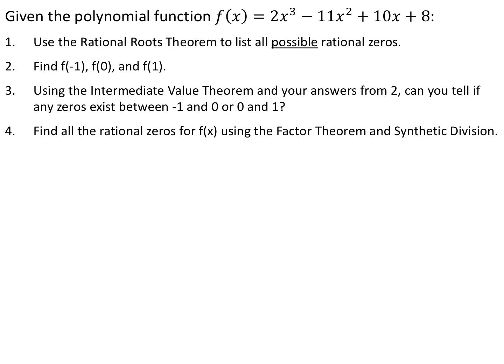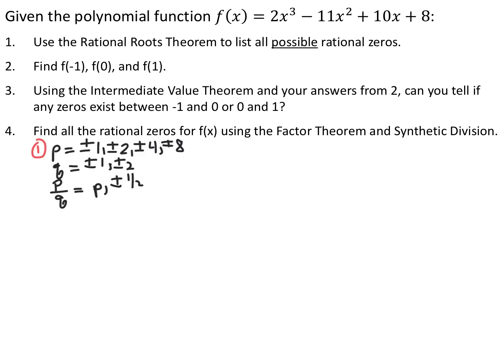So what does this look like? Well, if we're given the polynomial f of x equals 2x cubed minus 11x squared plus 10x plus 8, the first thing we're going to do is use the rational roots theorem to list out all of the possible rational zeros.